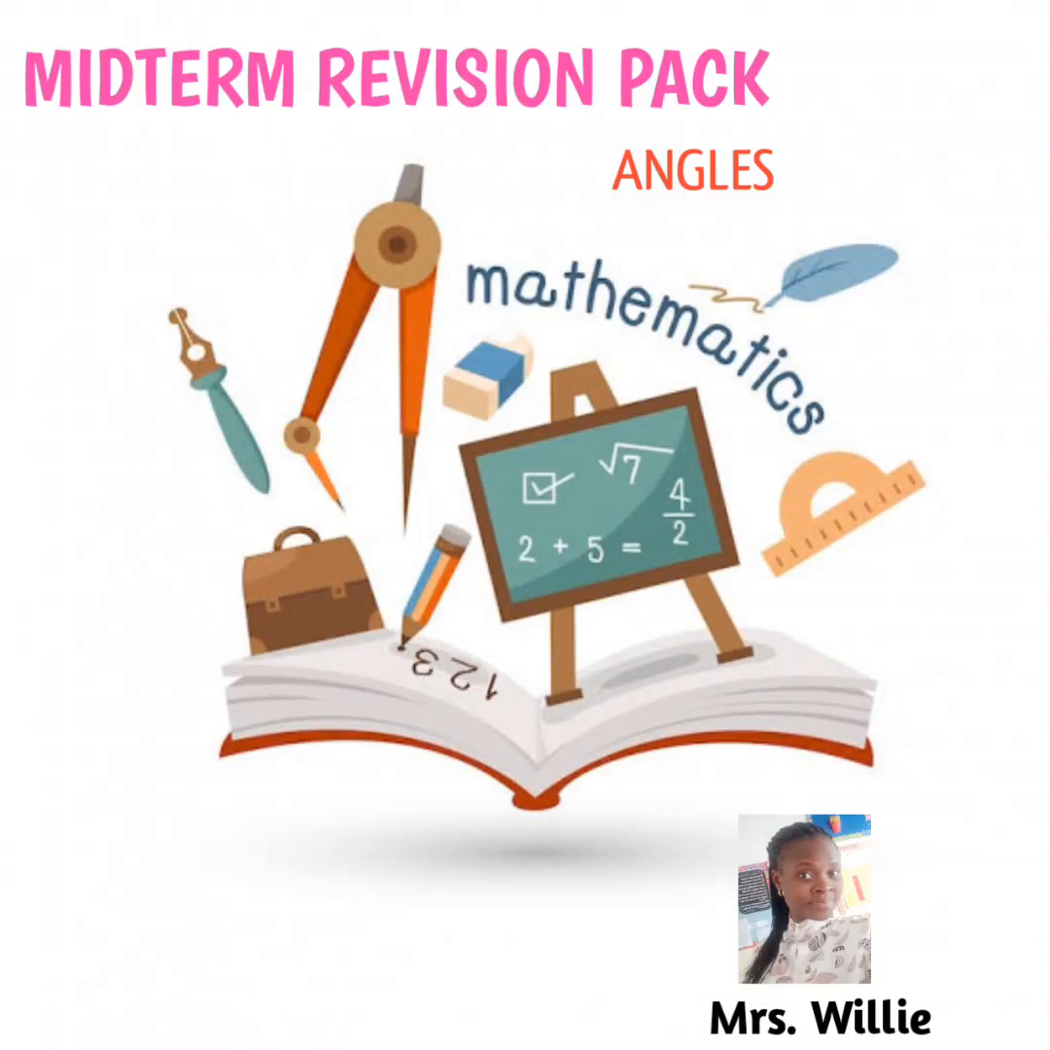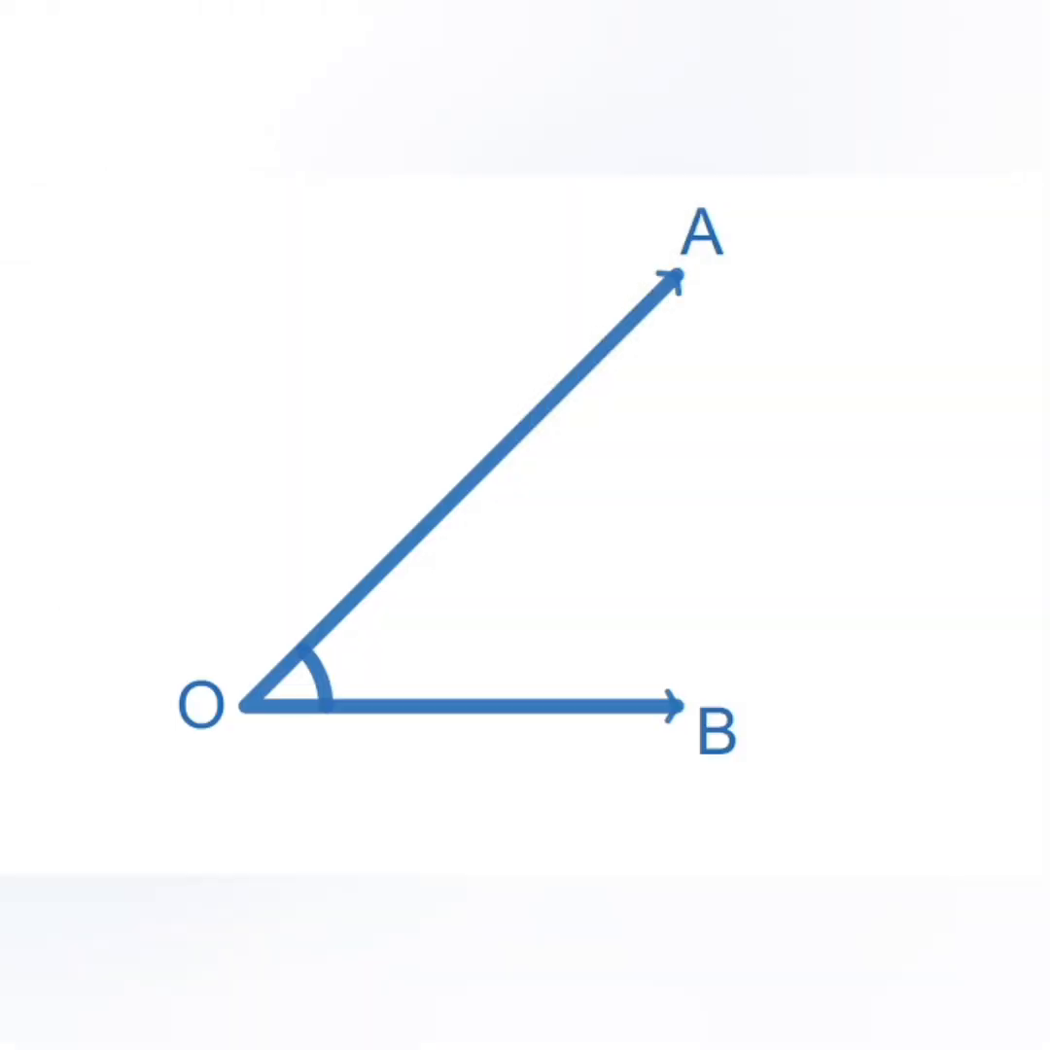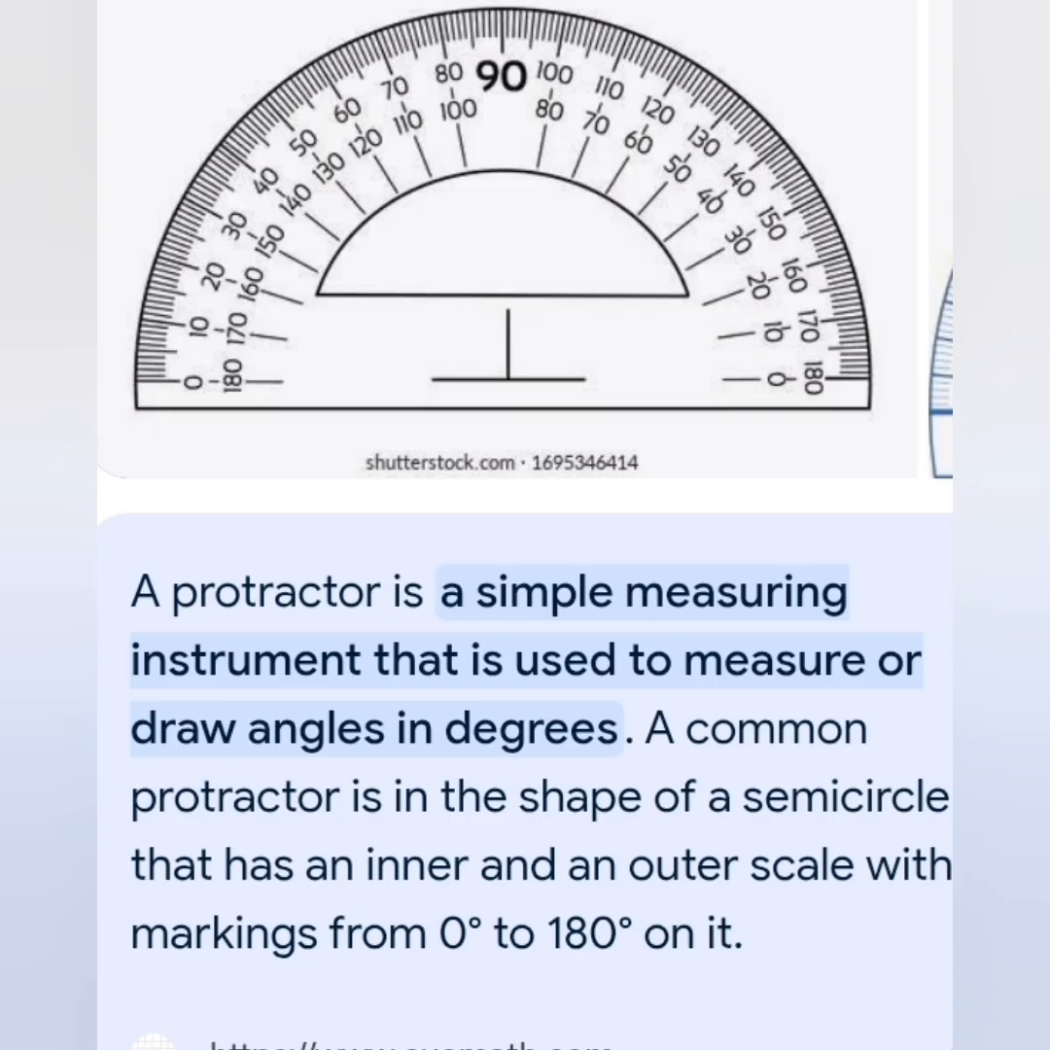Today we're going to be looking at angles. What is an angle? An angle is formed when two lines meet. When two lines meet, we say an angle is formed. Alright, we're moving on to measuring angles. What do we use? We use a protractor.